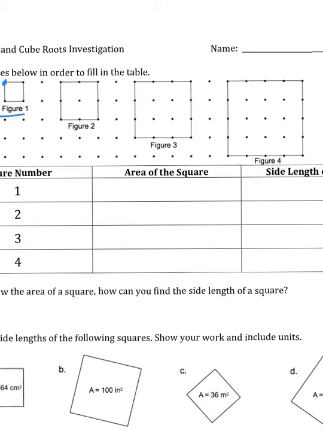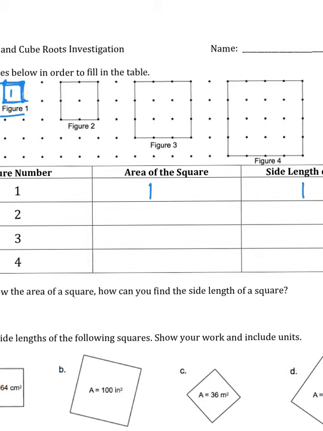So this one here just covers one box. So this square has an area of 1. And then I want to look at the side length, and it has a side length of just 1. So from there to there is 1. So that's not very exciting for the first one. Let's look at the second one.